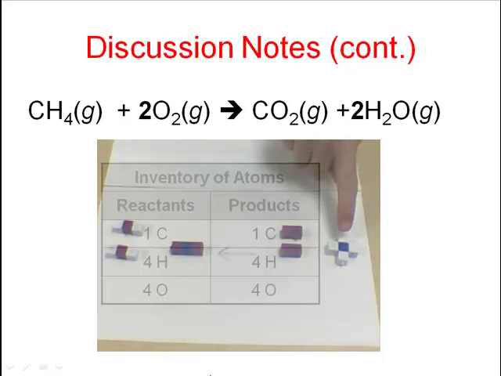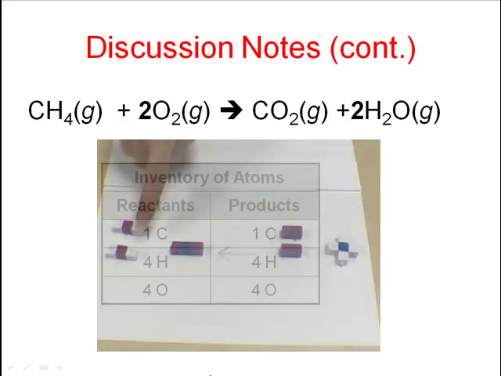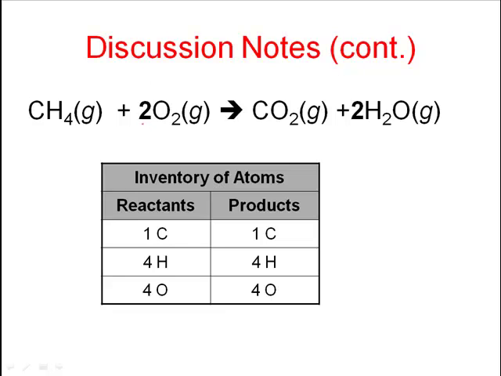Now if we count them up, we've got 1 carbon, 4 of the hydrogens, 4 of the oxygens. This equation now is balanced. In the equation, we write a large number here to represent the 2 units.